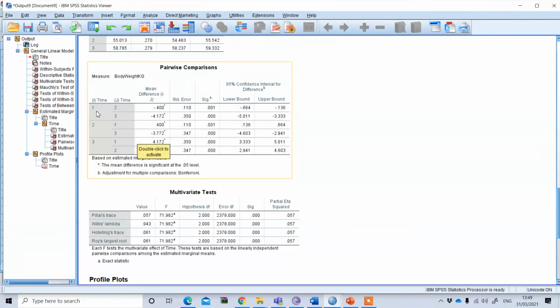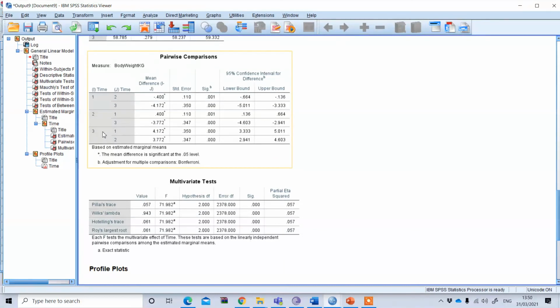If I look here, you see that from time 1 to time 2, this is I minus J, so this is the mean difference. The mean difference is negative, that means time period 2 has a higher value than time period 1, because of the minus sign. In other words, if you look at the second one, 2 minus 1, this is positive. So this means after using the medicine, your body weight has increased on average 0.40 kilogram, and it is statistically significant.